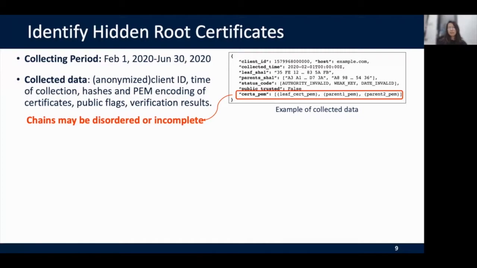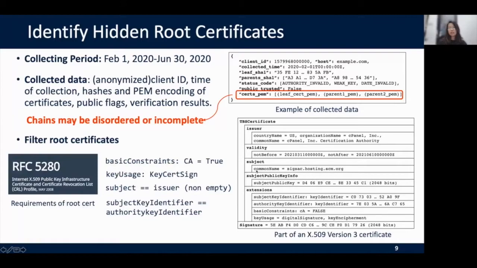Besides, considering the chains would be disordered or incomplete due to possible misconfigurations or network errors, we take additional steps to filter out the root certificates according to RFC standards, as shown on the slides. If one cert from a non-public trusted chain satisfies all criteria of a root cert, it would be considered as a head root.